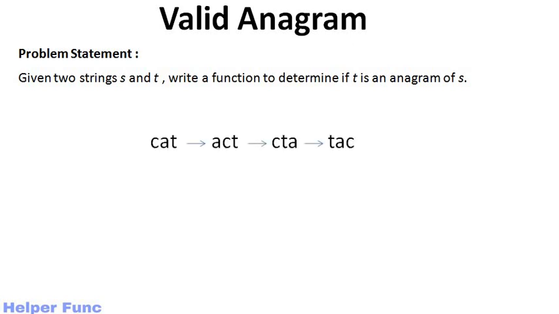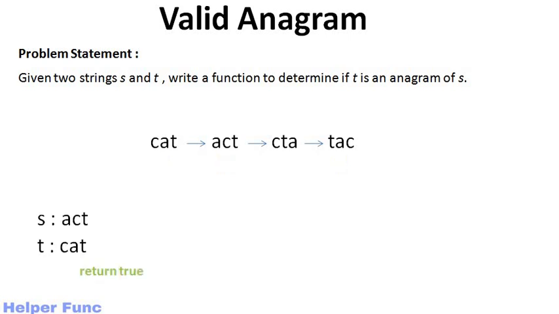Now these four strings are anagram of each other. If we swap C and A of the first string, we will get the second string. If we move the first character of the second string to the last, we will get the third string. And if we move the first character of the third string to the last, we will get the fourth string. Thus, these strings are formed by rearranging the letters, and hence they are called anagrams.